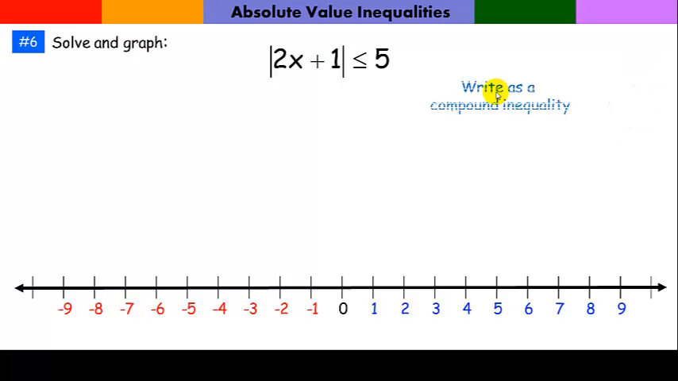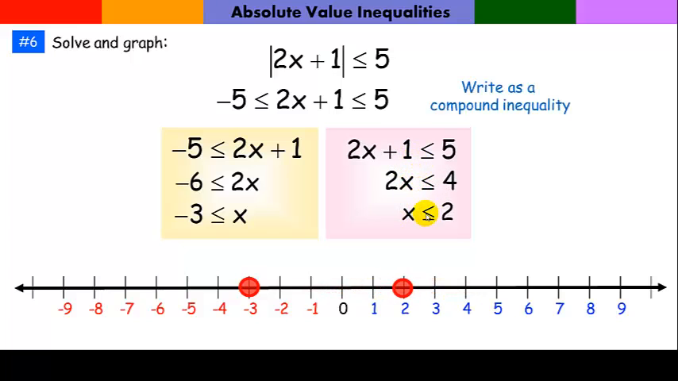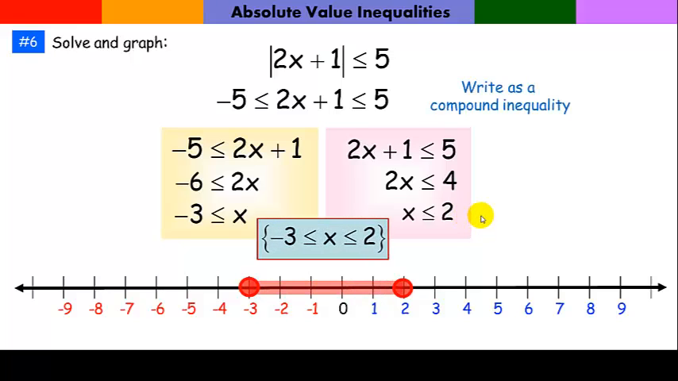Okay, again, let's turn it into a compound inequality. Solve them one at a time. I'll take this one off the left. Subtract 1, divide by 2. I have a boundary point at -3. It says all x is greater than or equal to. Subtract 1, divide by 2. All x's that are less than or equal to 2. Obviously it's an and. And here is our solution set.